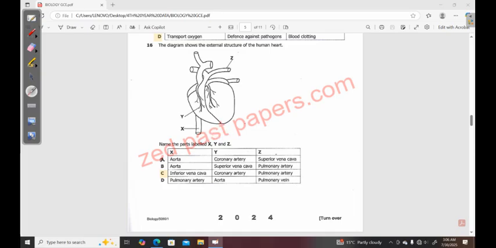So what is your coronary artery? This is the artery that's feeding into the heart. Now, like we said, from the right ventricle, where is the blood going? It's going to go into the arteries, and these arteries are called pulmonary arteries. They're going into the lungs. So X is our inferior vena cava, Y is our coronary artery, and Z is our pulmonary artery.